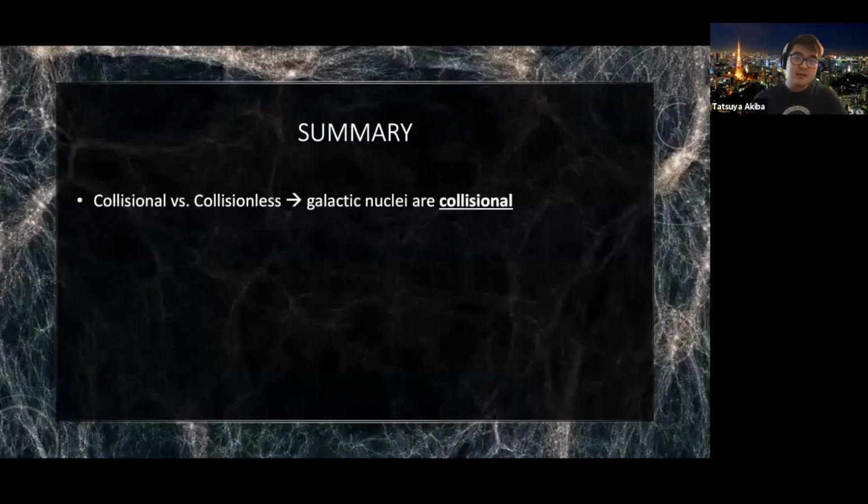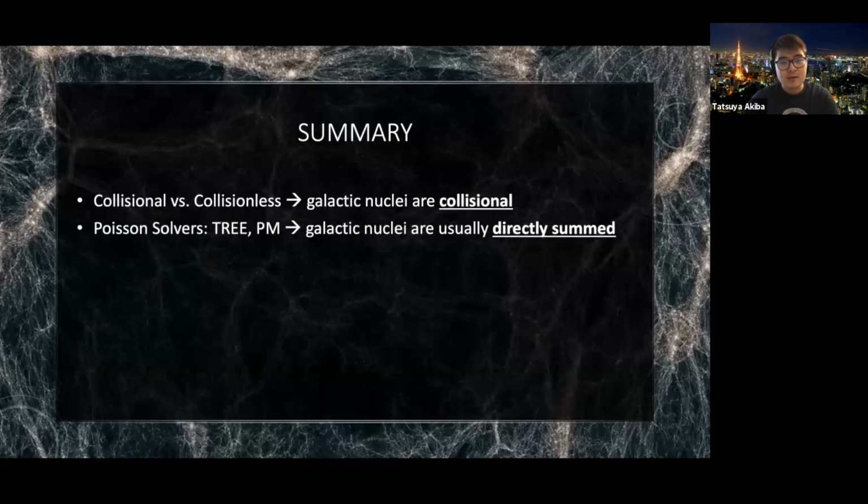Okay, so in summary, we talked about collisional versus collisionless n-body simulations. We saw that galactic nuclei should in general be collisional. We talked about Poisson solvers. So this is the tree method versus the particle mesh method versus the direct summation.